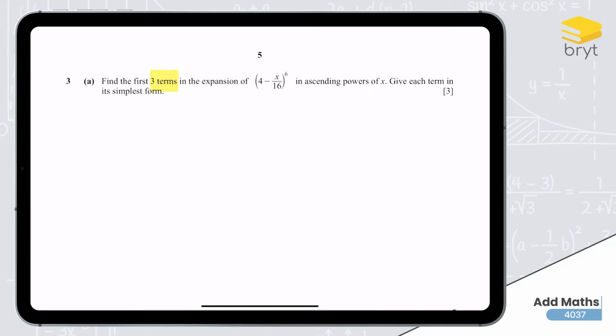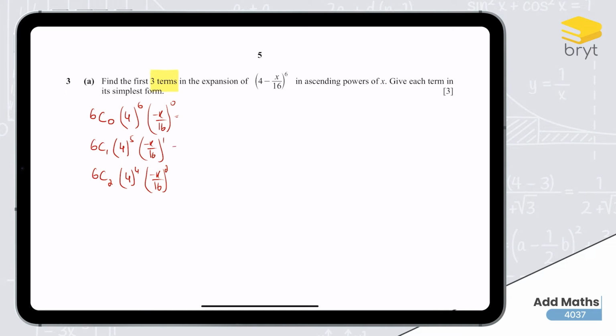So 6c0 is going to give us the first term: 4 raised to the power 6 minus 0, so that's 6, and (minus x upon 16) raised to the power of 0. Then the second term can be obtained by 6c1, 4 raised to the power of 5, (minus x upon 16) raised to the power of 1. And then finally the third term, for which we'll do 6c2, 4 raised to the power of 4, (minus x upon 16) raised to the power of 2.